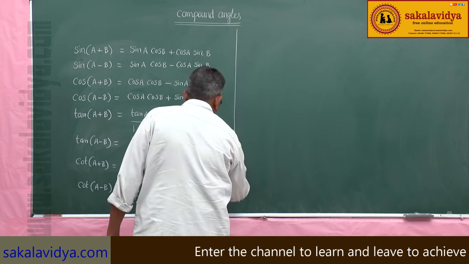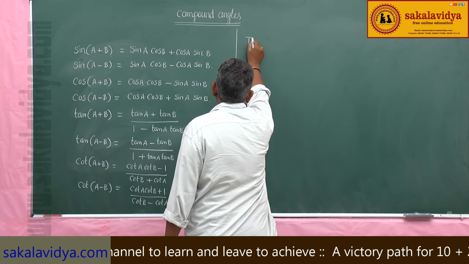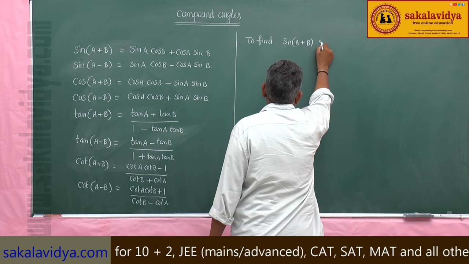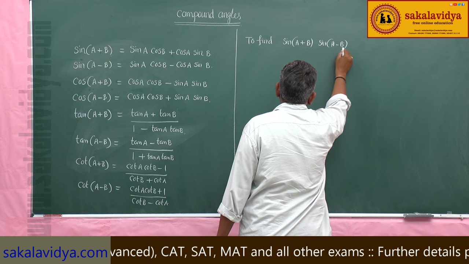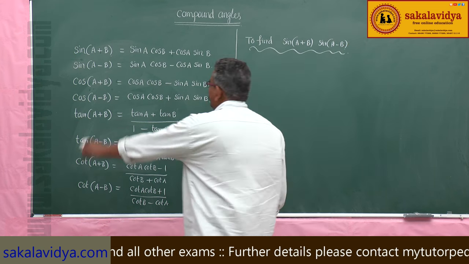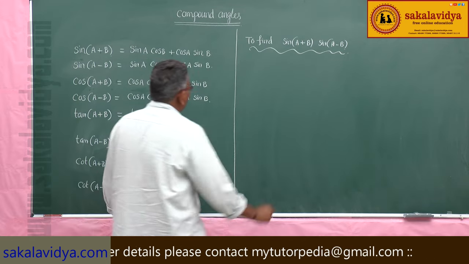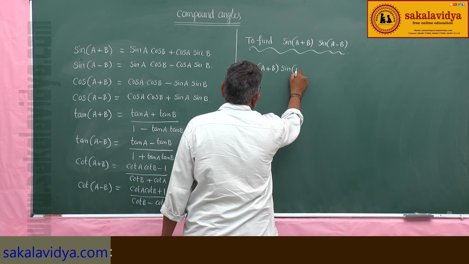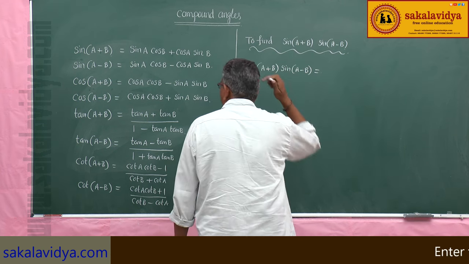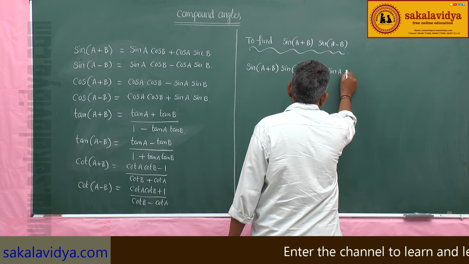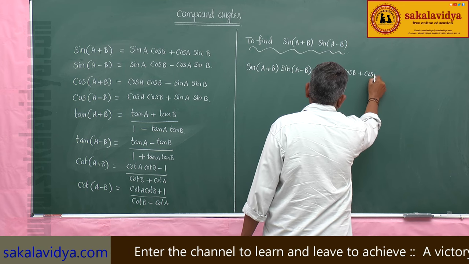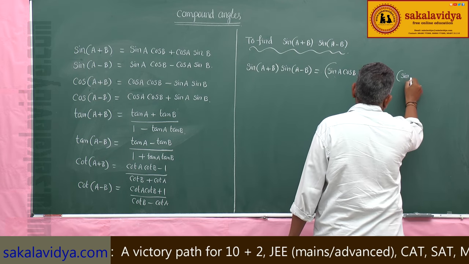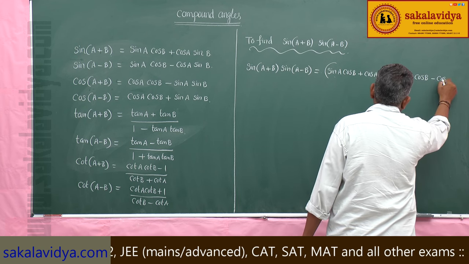Okay. So, these are the basic formulae in compound angles. Now, let us find out sin of A plus B into sin of A minus B. Using these two formulae, let us find out. So now sin of A plus B into sin of A minus B is equal to sin A cos B plus cos A sin B into sin A cos B minus cos A sin B.